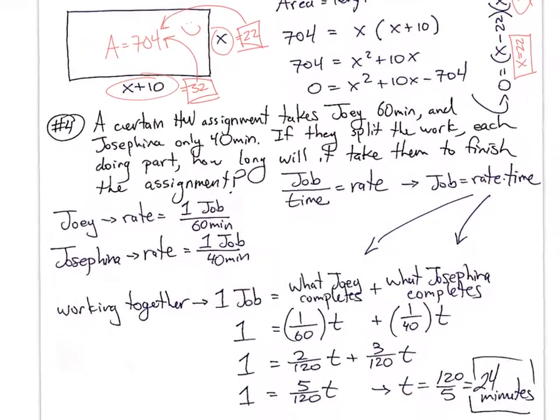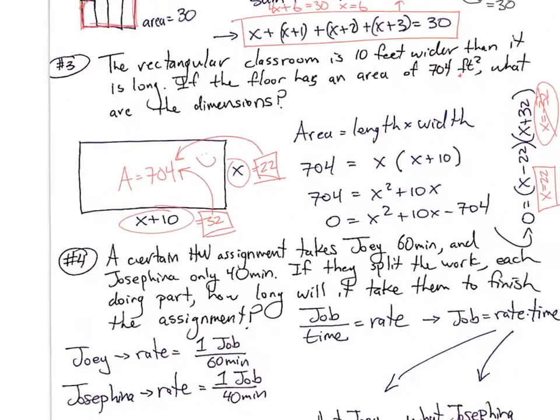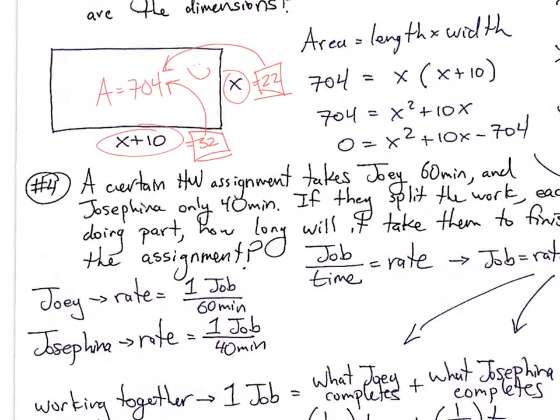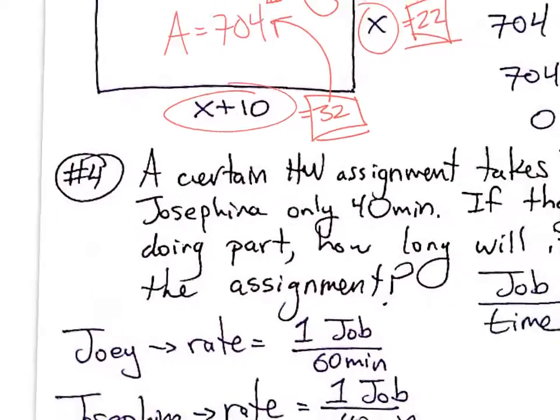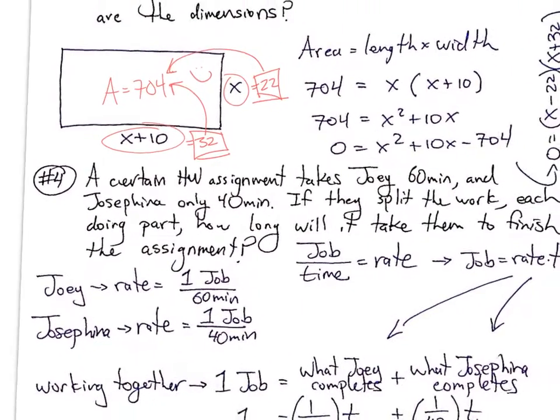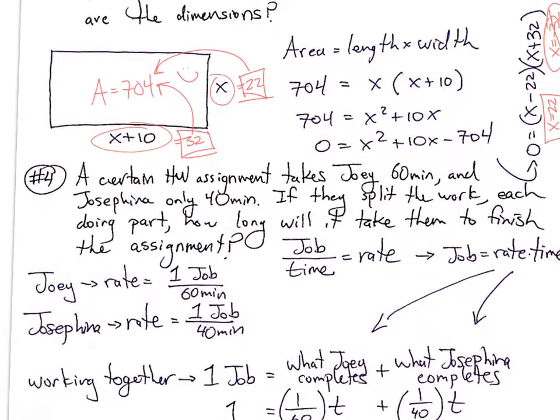Alright, and here, this is where we're dealing with how long it takes to do a task or a job. And question 4 says, a certain homework assignment takes Joey 60 minutes and Josefina only 40 minutes. If they split the work, each doing part, how long will it take them to finish the assignment?